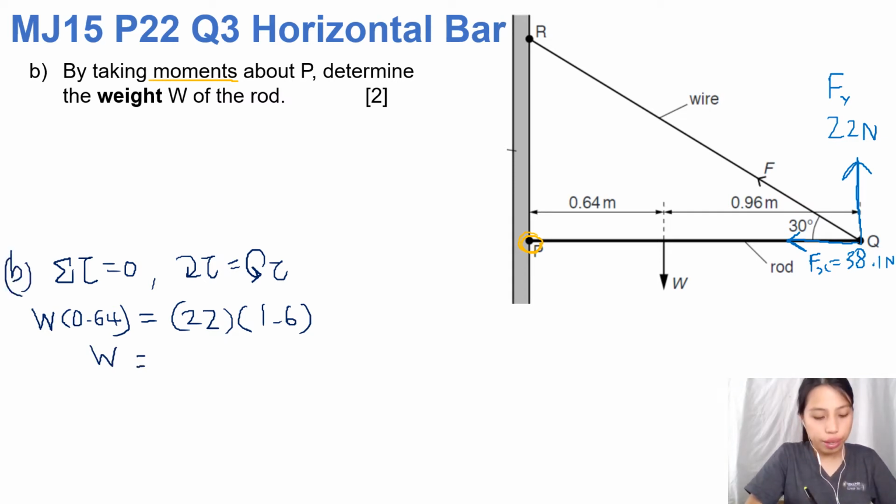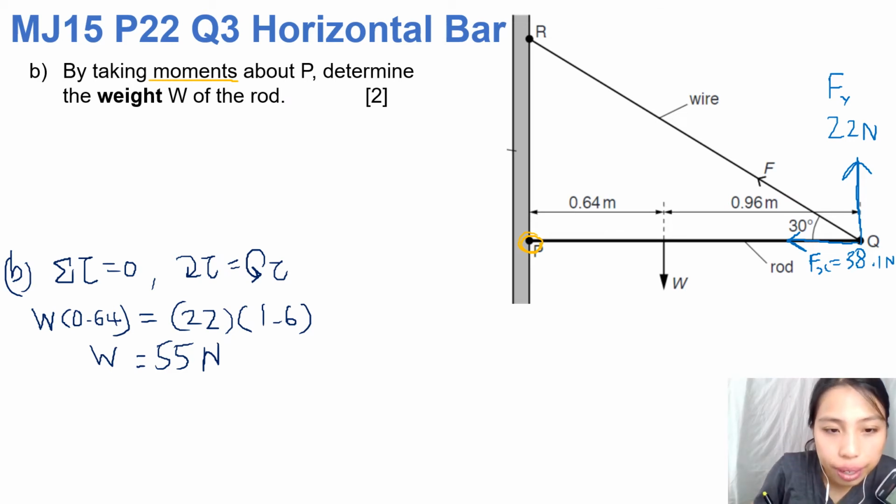Okay, let's calculate. 22 times 1.6 divided by 0.64. 55 newtons. If you got 55 newtons for your weight, that is correct. First mark comes from you knowing how to calculate moments.